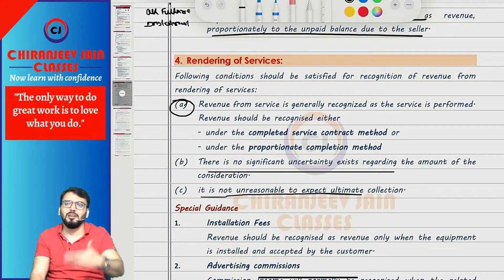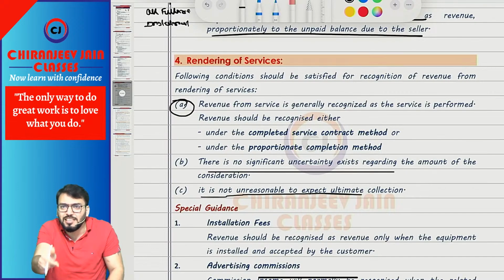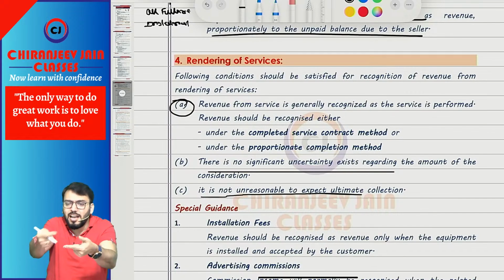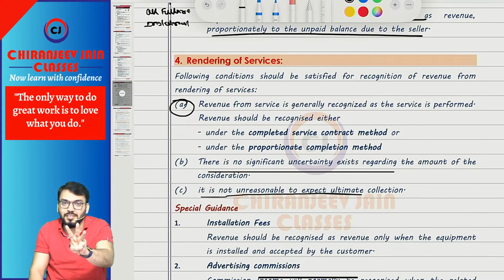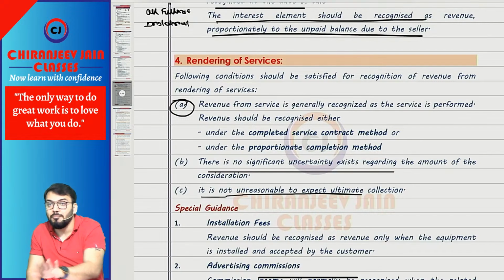Are you able to understand? For example, I am providing services. Today one lecture completed, so my one act completed. So I should recognize revenue to the extent of this much hour. Suppose I am delivering 300 hours to teach you advanced accounting. Today I have completed 3 hours. So I should recognize the revenue for how many hours? 3 hours. Yes or no? So I will use the proportionate completion method.